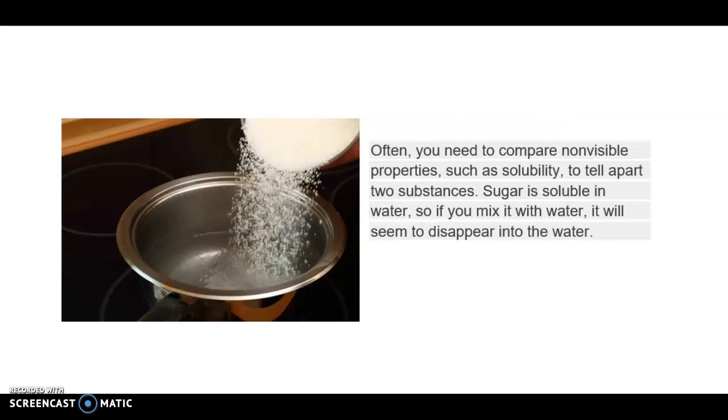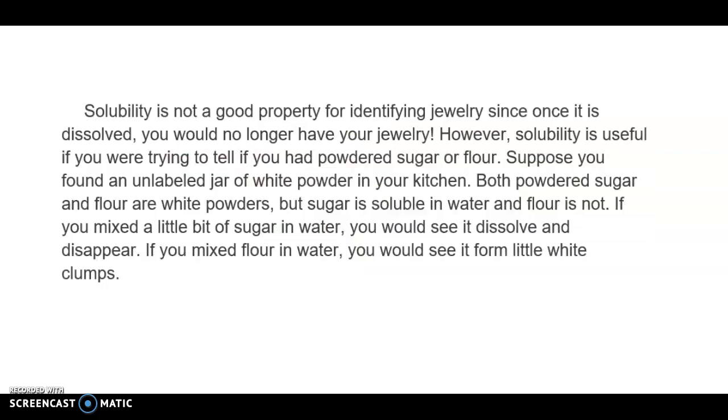If you look at this picture, they're dumping a white substance into the water to see if it dissolves, to see if it's soluble. Often you need to compare non-visible properties such as solubility to tell apart two substances. For example, sugar is soluble in water, so if you mix it with water, it will seem to disappear. Solubility is not a good property for identifying jewelry, since once it is dissolved, you would no longer have your jewelry. However, solubility is useful if you were trying to tell if you had powdered sugar or flour.